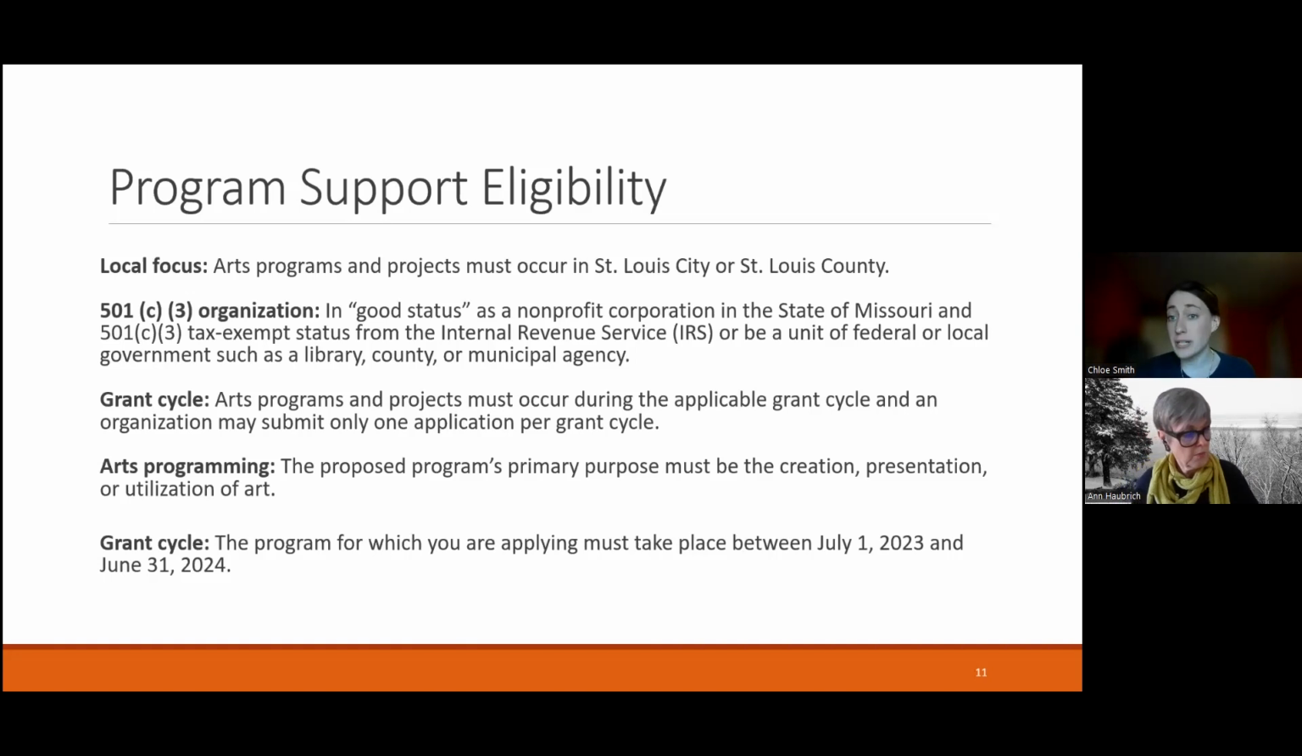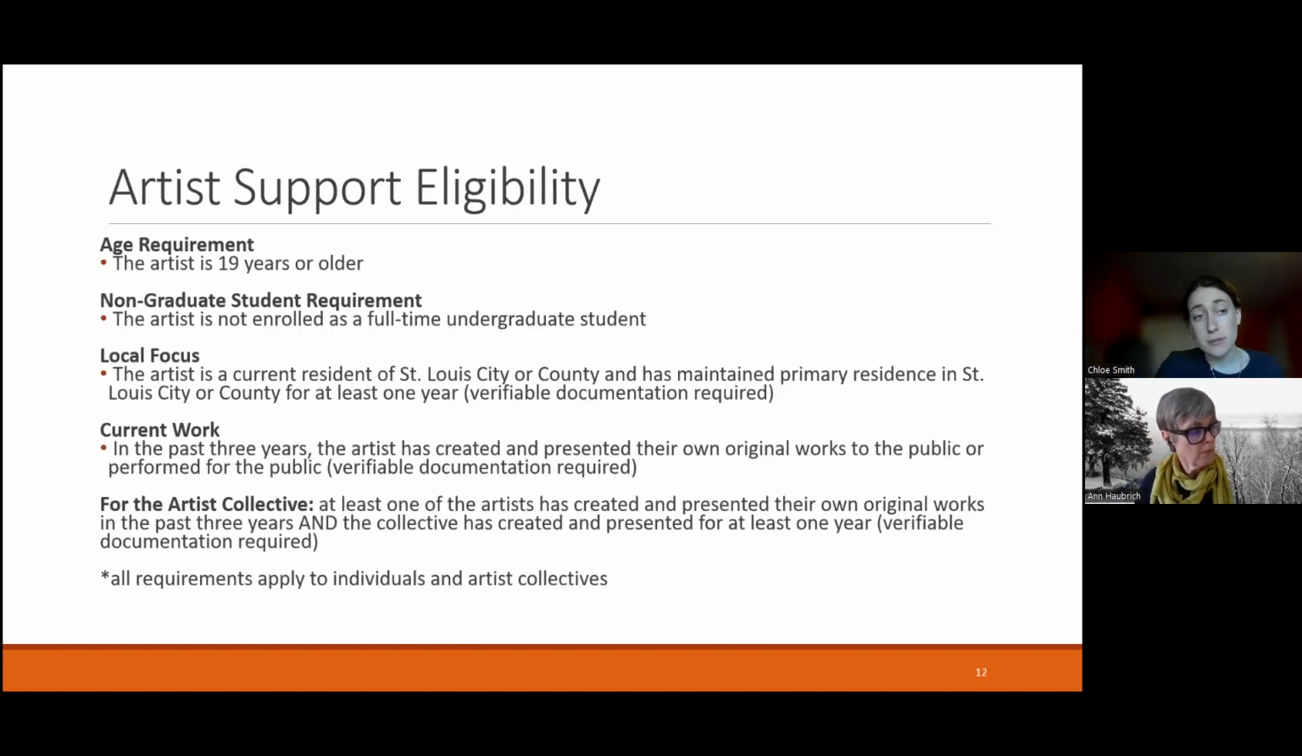Great. And as Anne mentioned, I'm going to run through artist support eligibility very quickly. So there is an age requirement. The artist must be 19 years or older. There's a non-graduate student requirement that the artist is not enrolled as a full-time undergraduate student. There's a local focus requirement, and the artist must be a current resident of St. Louis City or St. Louis County, similar to our program support requirement, and has maintained primary residence in St. Louis City or St. Louis County for at least 1 year, and we will require verifiable documentation.